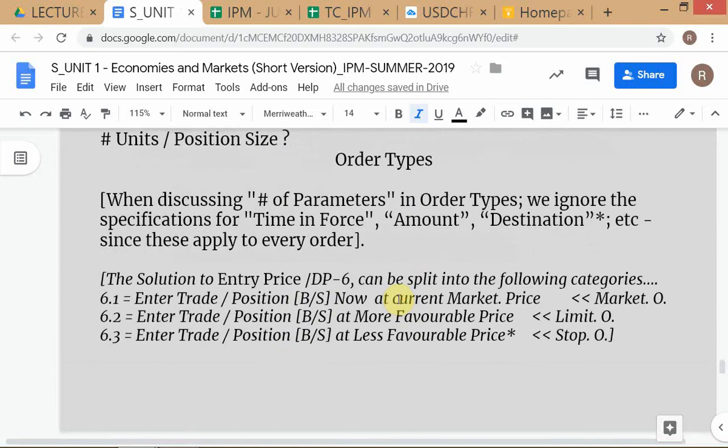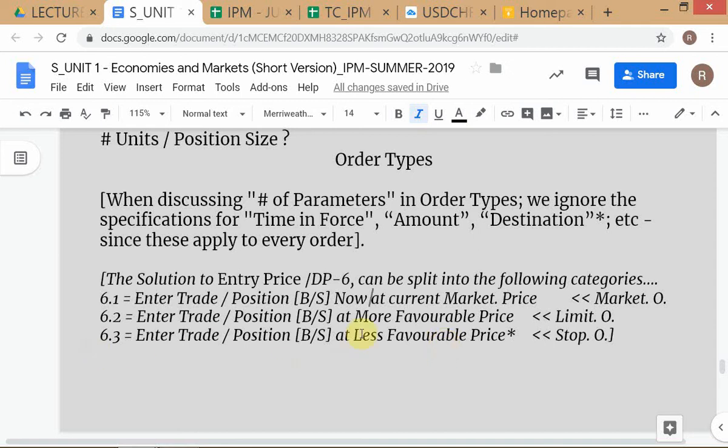The main question is what the entry price should be relative to the current market price. The current market price is obvious to everyone at any point of time, and it's an objective reality. So the question is, when you're entering, are you going to enter at the current market price or at a price more favorable than the current market price? So far we have discussed these two types of orders. Is that clear so far?